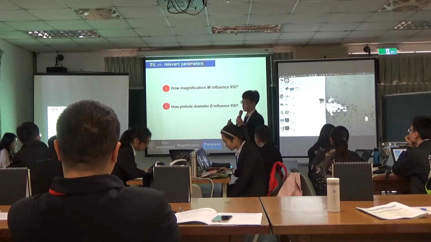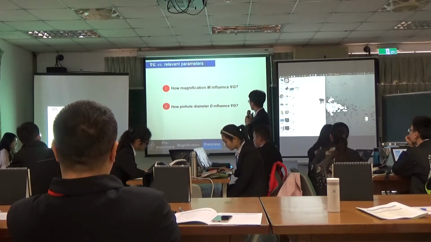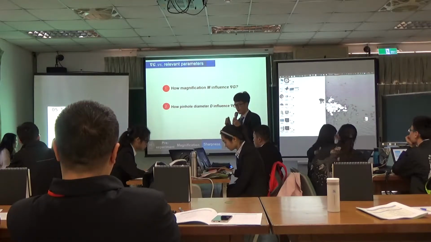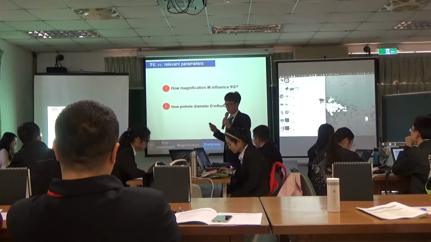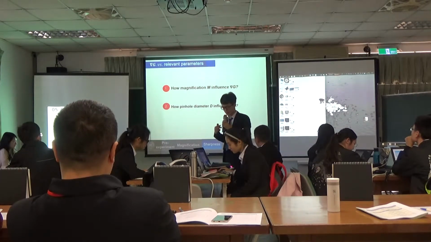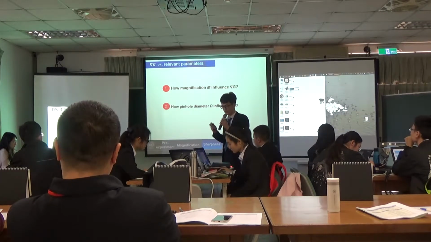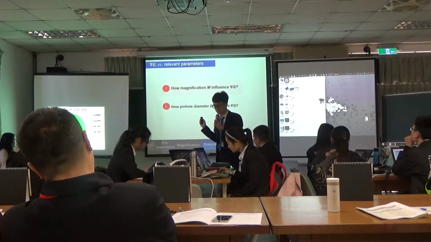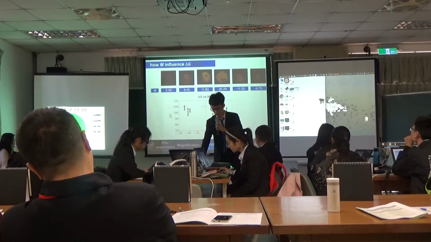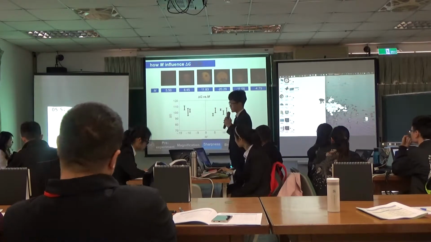Then we may ask, firstly, how the magnification M influences gradient G, and how the pinhole diameter influences the gradient G. Influencing the gradient G has two ways, that is, influencing delta G and influencing R. Firstly, let's see how the magnification M influences delta G.